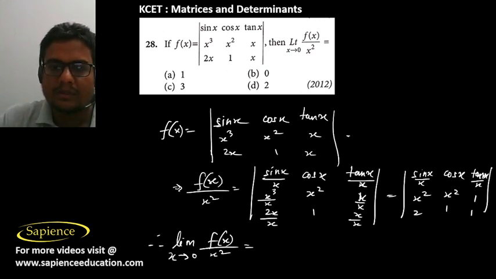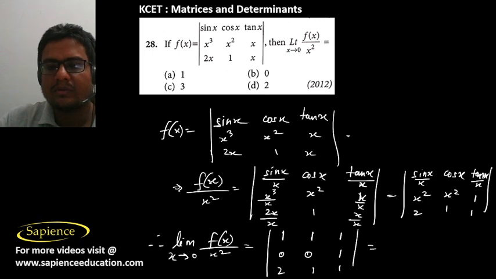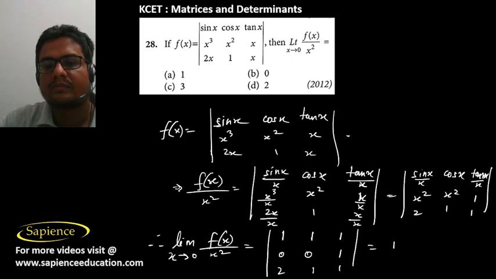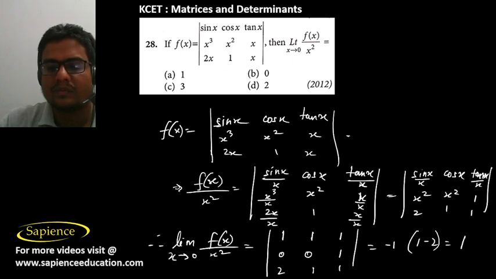So that will be equal to the determinant of, now the limit of sin x by x is 1, the limit of cos x is also 1, the limit of tan x by x is also 1, and the limit of x square is 0, and this is 0, this is 1, this is 2, this is 1, this is 1. So that will be equal to, now if we expand this determinant along the third row, since it has the most number of zeros, that will be 1 into this second row, third column. So this will be minus 1 into, then we have to remove the second row and third column. So this will be 1 minus 2. So this is 1.